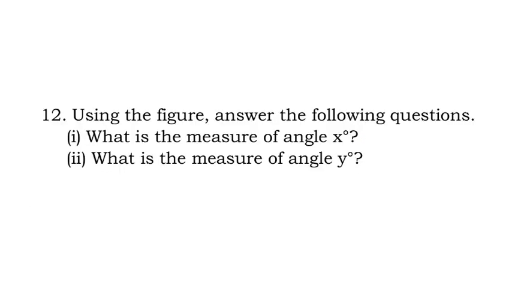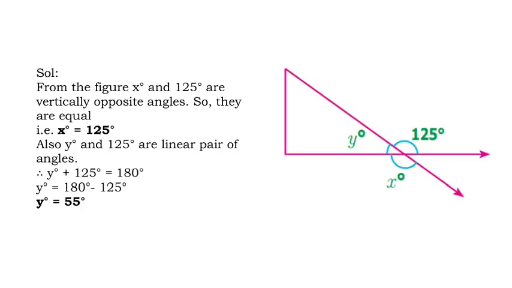12th question. Using the figure, answer the following question. First Roman letter. What is the measure of angle x degree? Second Roman letter. What is the measure of angle y degree? Solution. From the figure, x degree and 125 degrees are vertically opposite angles. So they are equal. That is x degree is equal to 125 degrees.